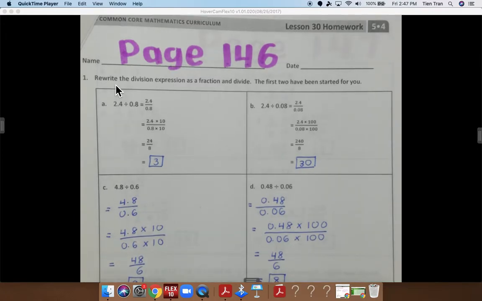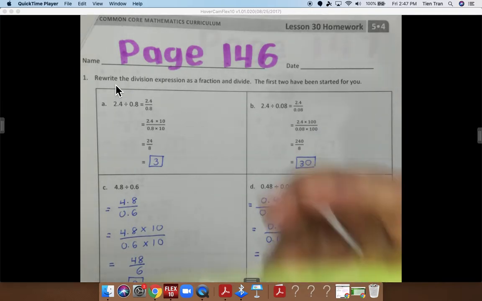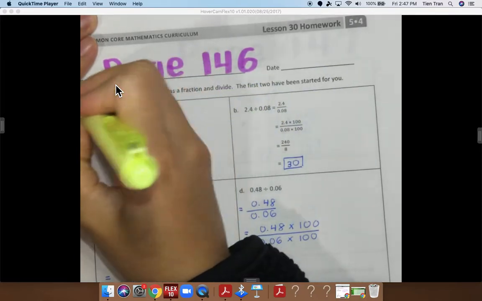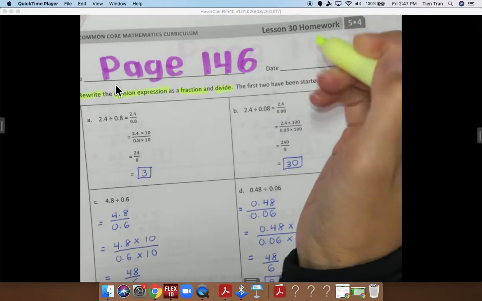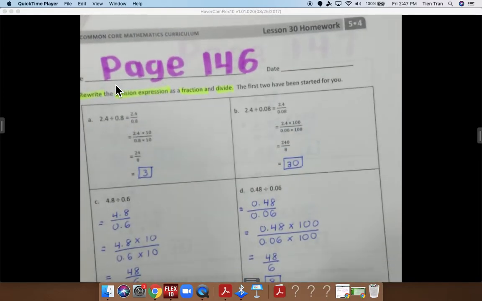We are on lesson 30, page 146. Please make sure that you are on the correct page. The first question says, rewrite the division expression as fraction and divide. The first one has been started for you. So the first one has been completed.